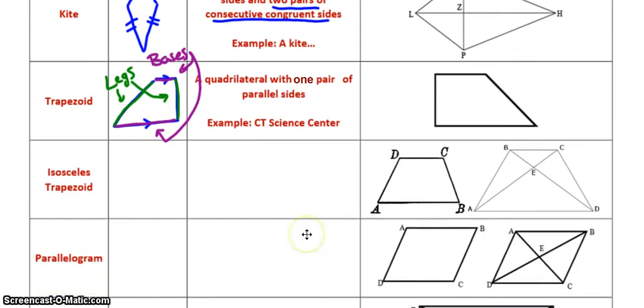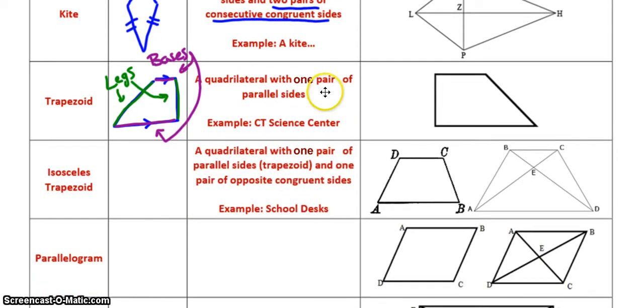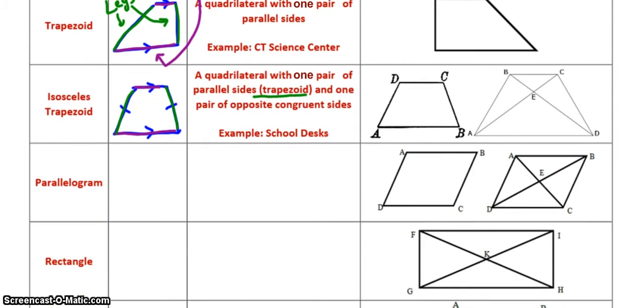An isosceles trapezoid is a type of trapezoid. It's a quadrilateral with one pair of parallel sides, making it a trapezoid, and one pair of opposite congruent sides. So I start the same way I did for a trapezoid, with one pair of parallel sides. But then the other non-parallel sides have to be congruent, so I'll put one tick mark on both of them to show they are congruent. Again, an isosceles trapezoid has bases and sides that are legs, just like the other one. So it also has bases and legs.